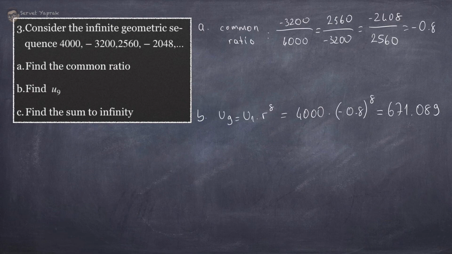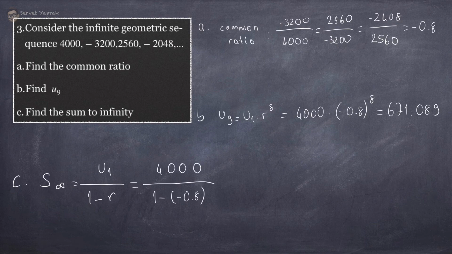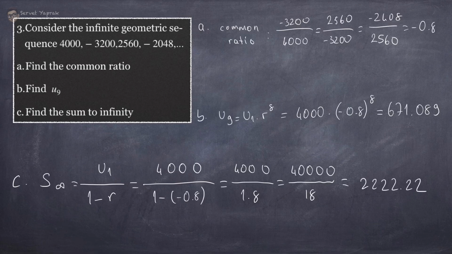Again, we need to use calculator. Part C asks find the sum to infinity. We will use the infinity sum formula u1 over 1 minus r equals 4000 over 1 minus negative 0.8. Again, negative, negative. Be careful about that. So 4000 over 1.8. We know that 1.8 can be written as 18 over 10. If we write that way, our result will be 40,000 over 18, or as a decimal number, 2222.22.